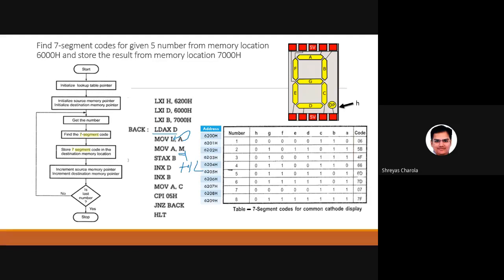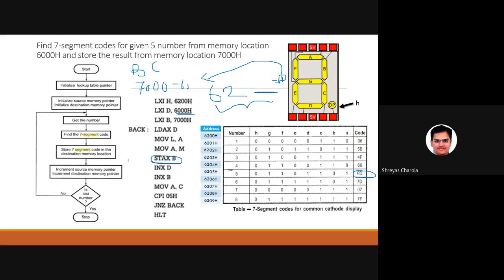So what we have in H and L now, 62 is a common, and what might be the data that will be loaded here. We'll go to that location, copy that location's content, and put it into the accumulator. Then again store with STAX B. STAX stands for storing the data. B means 7000, so BC is 70 and 00. The converted data found from here, 6D, will be stored here.